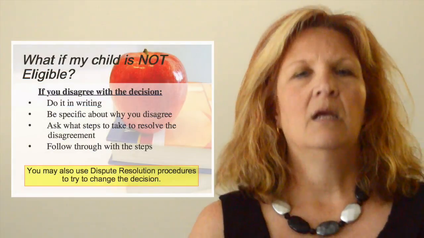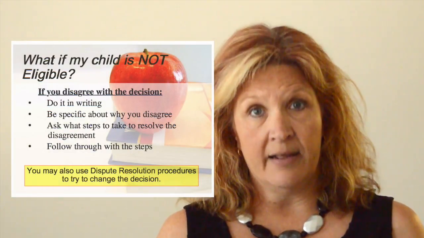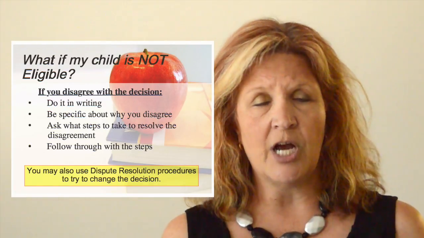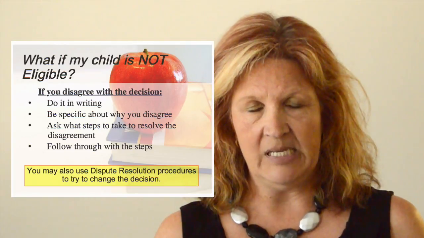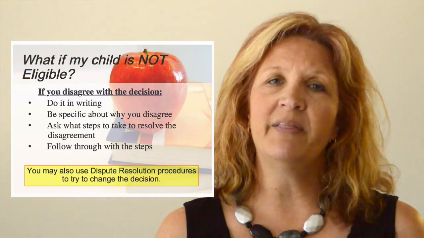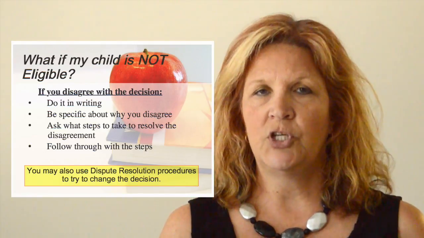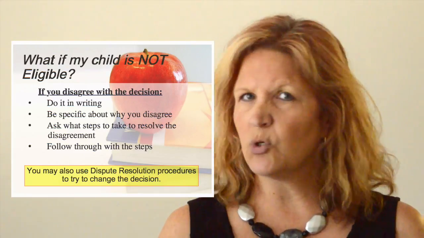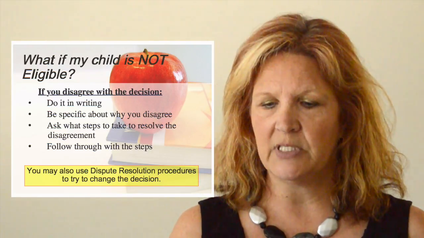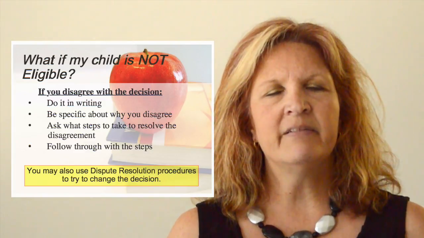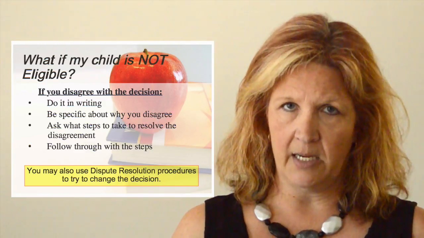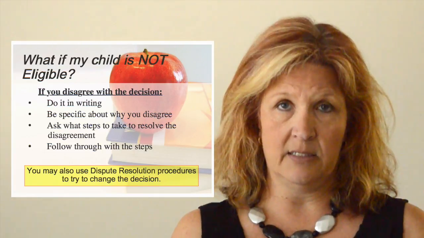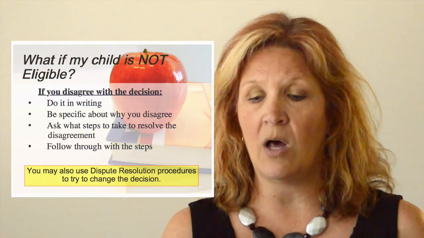What happens if your child is not eligible? The first thing that you can do is you can ask for the reasons that your child is not eligible in writing from the team, and that you want them to be very specific about what their reasonings were for denying the child eligibility. Once you read through those reasons, if you still disagree and still think that your child should be eligible for services, then the main thing that you need to do is to remember, always do things in writing. So you're going to write a letter and you're going to be very specific about why you disagree, what your reasoning is for why you disagree and you feel like your child should qualify.